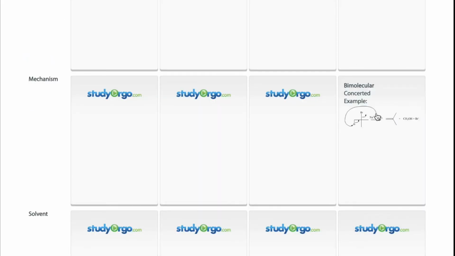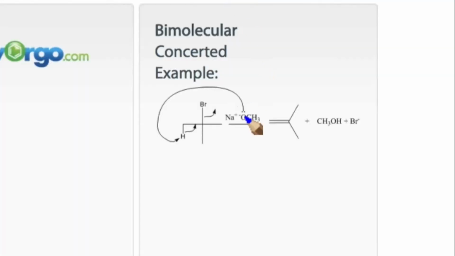For the mechanism, remember that an E2 reaction mechanism is concerted, meaning that concentration of the strong base and attack on the alpha carbon proton is as important as the concentration of the reactant with the strong leaving group.